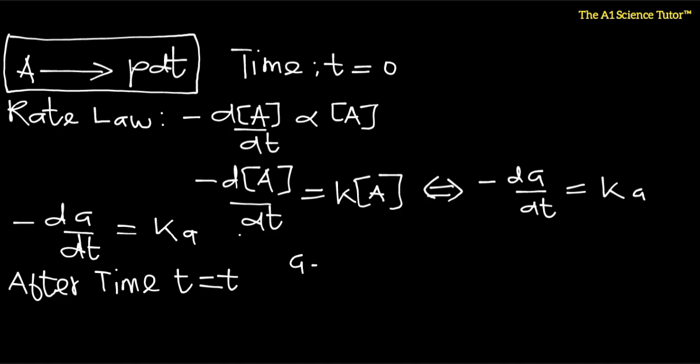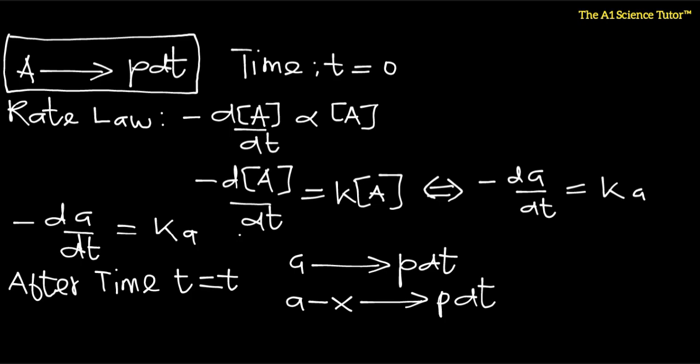Instead of having A proceeding to the products, we're going to have A minus x, which will proceed to the product. So this is what you're going to have. And this is reasonable because some amount x has left A, and that will cause products to be formed on the other side. Now, if we have this, how can we write the rate law for this process? It will basically be written this way.